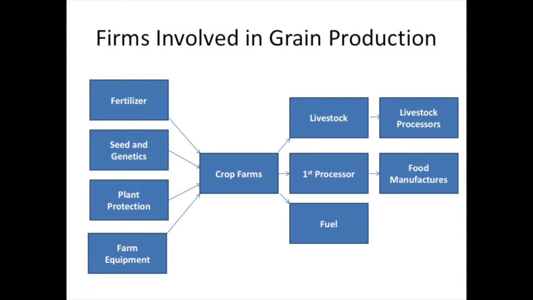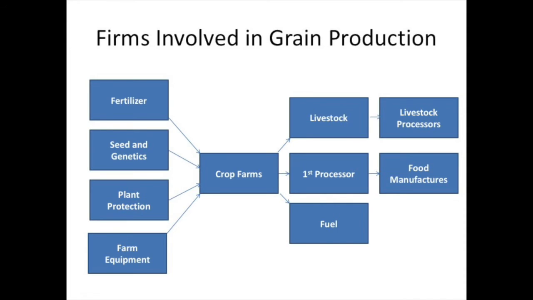Those crop farms would be serviced by four major types of entities. These are also the major inputs: fertilizer, seed and genetics, plant protection, farm equipment. And those inputs are also major sectors within the agricultural sector, and we'll talk about those in the next slide. Those inputs are combined on crop farms, produce crops, and then the crops from the crop farm are sold to livestock producers who produce livestock.